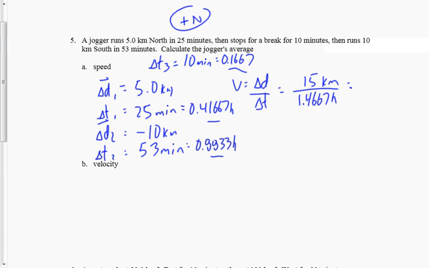All right, that makes more sense. Now when I divide those, I end up getting 10.2 kilometers per hour. My average speed, no direction associated with it. Okay, that positive doesn't mean north, it just means scalar.